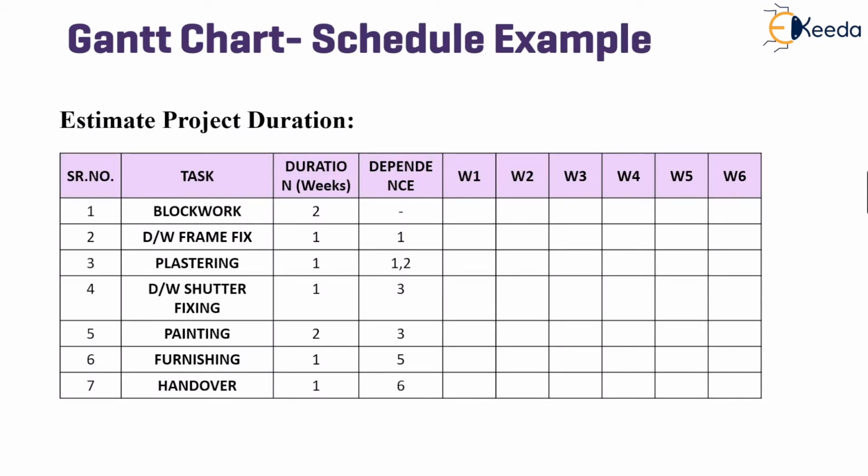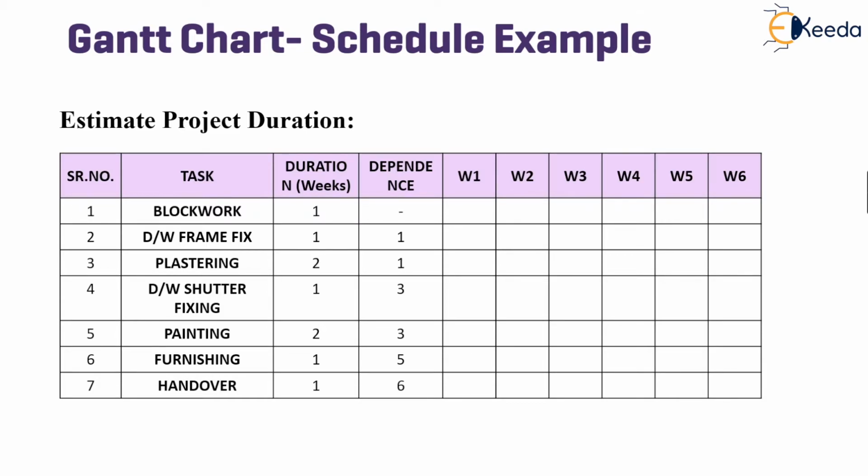Let us now discuss a simple scheduling example to prepare a Gantt chart. Following is a table which has given tasks for finishing of a room, which involves block work, door window frame fixing, plastering over the block work, then shutter fixing for doors and windows, painting the room, furnishing the room, and then handover to the client. The durations are also listed, and each of these tasks has dependencies on one another. That is, the door window frame fixing can be done only after block work is completed.